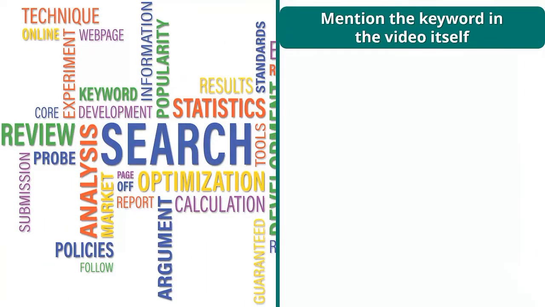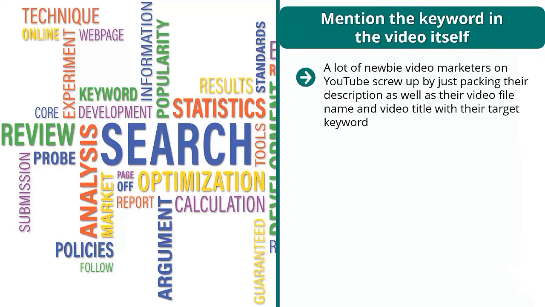Mention the keyword in the video itself. A lot of newbie video marketers on YouTube screw up by just packing their description as well as their video file name and video title with their target keyword. That is spam. Don't do that. You can mention your target keyword in your title once and then maybe a related keyword in the subtitle. That's it.